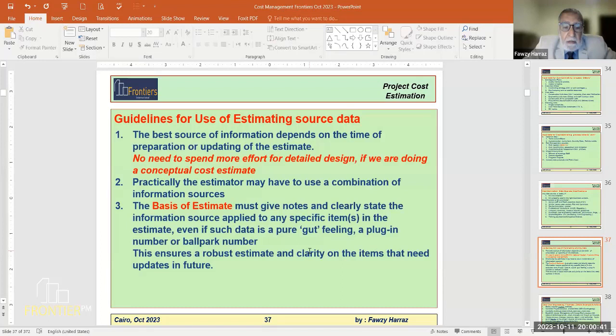This ensures a robust estimate and clarity on the items that need updates in future. If you want to update any item, if later on you have some more specific information, then you can update the cost item using this more recent information. So these are the guidelines to use estimating source data.